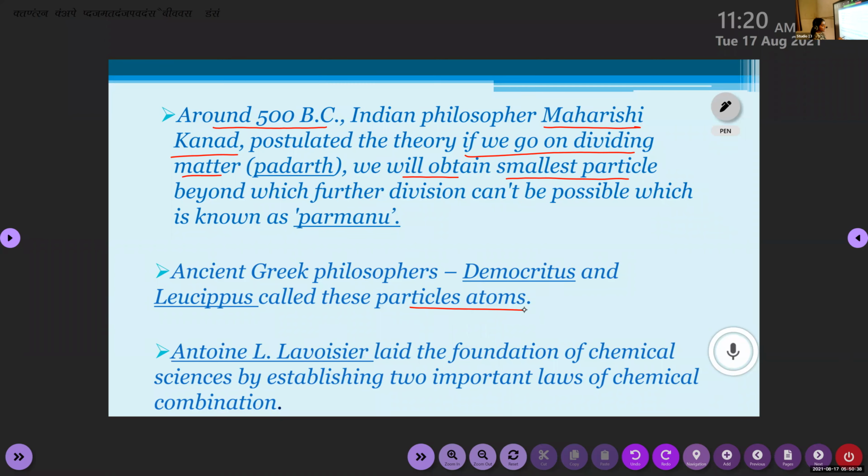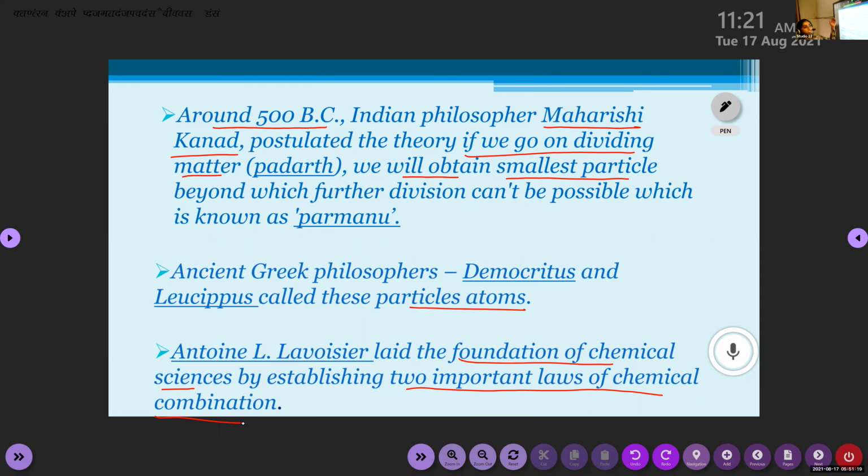Then Antoine L. Lavoisier. That's the name of the scientist. Can you repeat? Antoine L. Lavoisier. He laid the foundation of chemical sciences by establishing two important laws of chemical combination. So he introduced two laws of chemical combination, which are considered the foundation of chemical sciences.